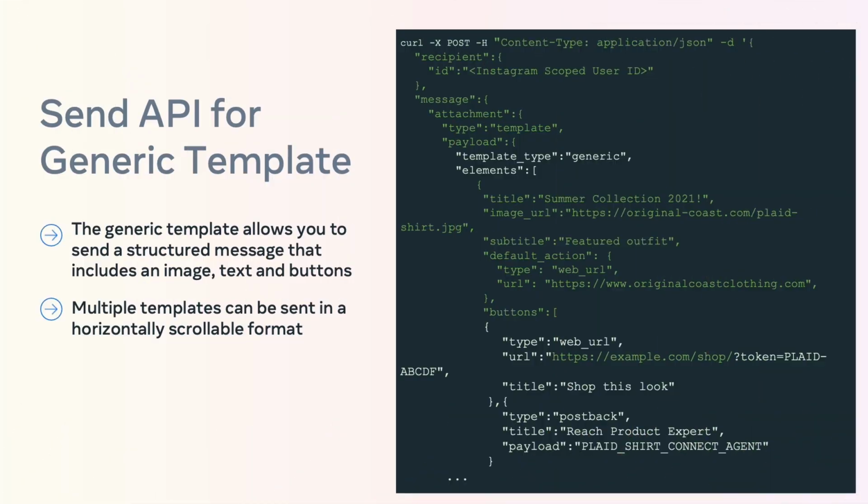Make a post request to the recipient with attachment as template and template type as generic. If you want to send multiple templates in the message as shown in the slides, you can do so by adding the templates in the elements array field. Each template can support both a postback and a web URL button. Notice how the URL in this slide contains a token suffix. In this example, the button Shop This Look allows a web view to open your brand website.